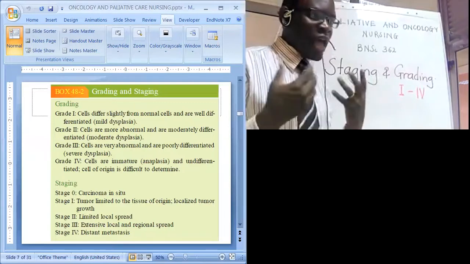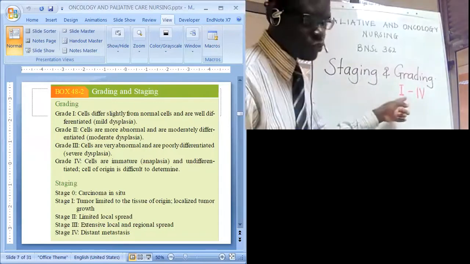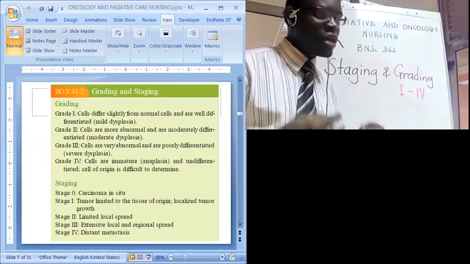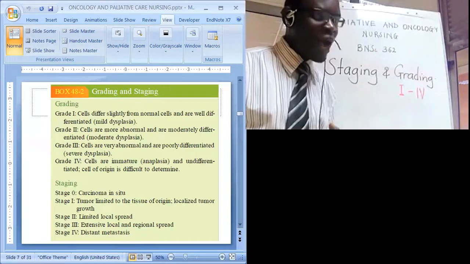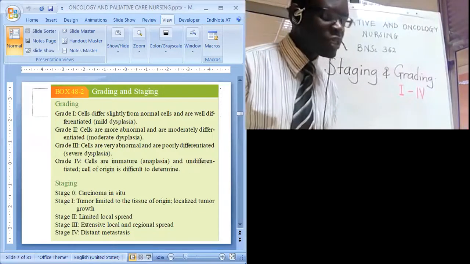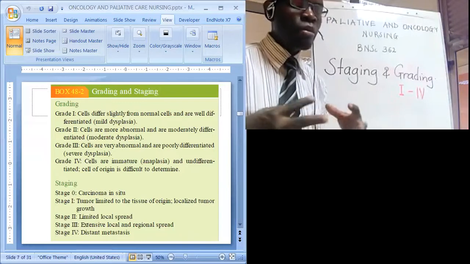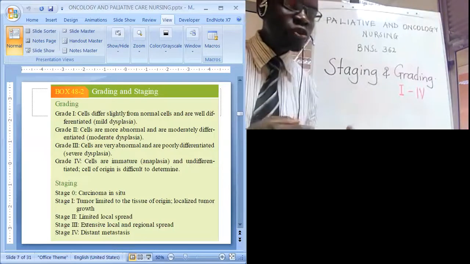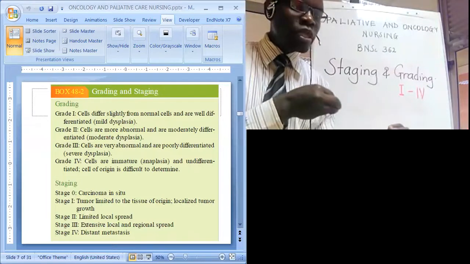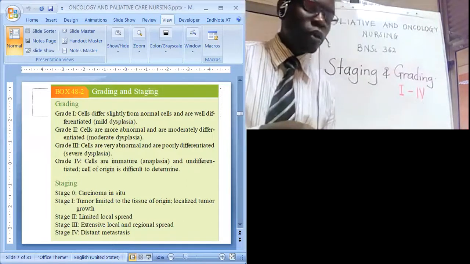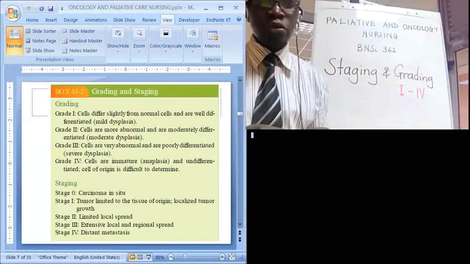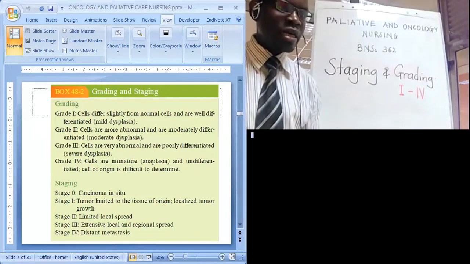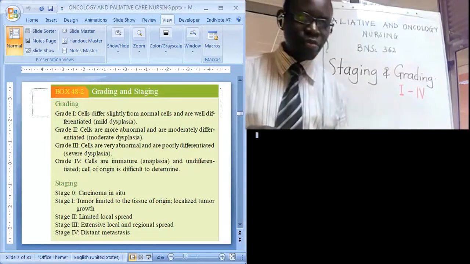Now, the other one is grade 2. With grade 2, as you can see, the cells are more abnormal and are moderately differentiated, what we refer to as moderate dysplasia. In other words, from grade 2, they are tending to be more abnormal compared to the normal cells, and of course, this is also seen by these pathologists.